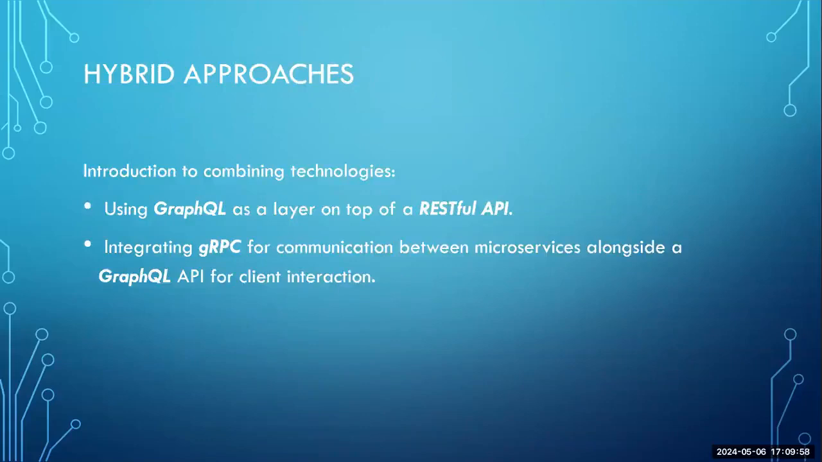While each technology has its strengths and weaknesses, we are not limited to choosing only one. We can combine these technologies to leverage the best of both worlds. For example, we can use GraphQL as a layer on top of a RESTful API to provide more flexibility in data fetching. Similarly, we can also integrate gRPC for communication between microservices by exposing a GraphQL API to clients. This approach will allow us to tailor our solution to meet specific needs.